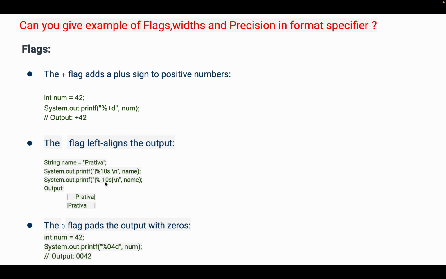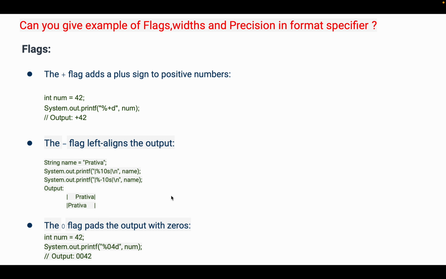Okay, but if I add a minus flag here, what it does is it left aligns the output. So here if we add this, the output is that Pratibha got left aligned. For 10s only, it was normally right aligned with the 10 characters width, but when we add the minus symbol here, it got left aligned.